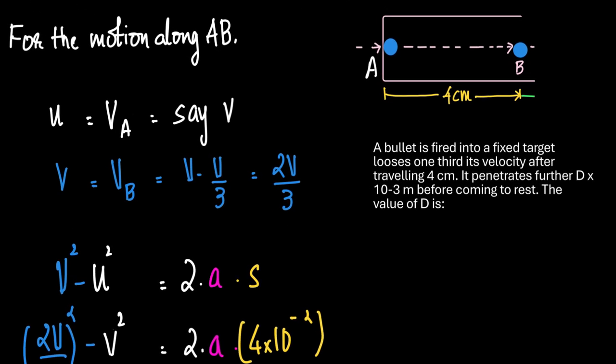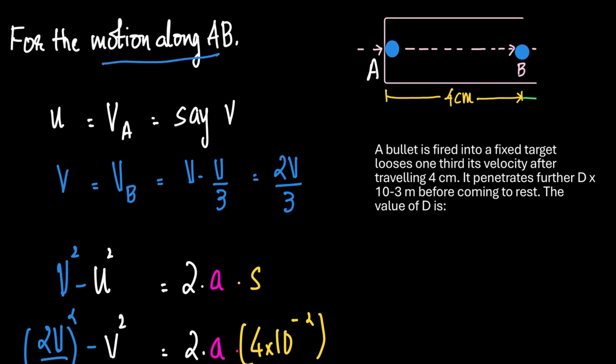for the motion along AB alone, initial velocity is the velocity at A, let us say V. Final velocity is the velocity at B, which according to the question loses one third. So it's V minus V by 3, which is 2V by 3. So we have initial velocity V and final velocity 2V by 3.